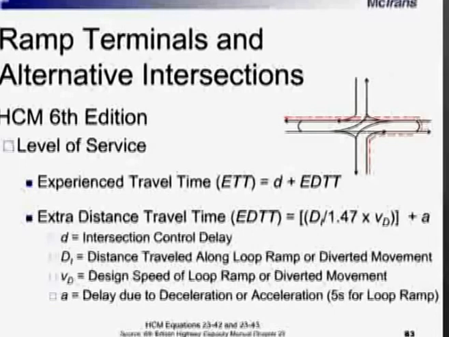And one thing that happens here is something called extra distance travel time. So if I can't make a left at the intersection, I have to go down the road, make a U-turn and come back and go through, then I'm going an extra distance. And it's that travel time for going that extra distance that gets added to the delay to come up with what we now call experienced travel time. So for all 4 of these interchange and intersection types, we'll have experienced travel time to account for that extra distance traveled, as opposed to making the movement right at the intersection.